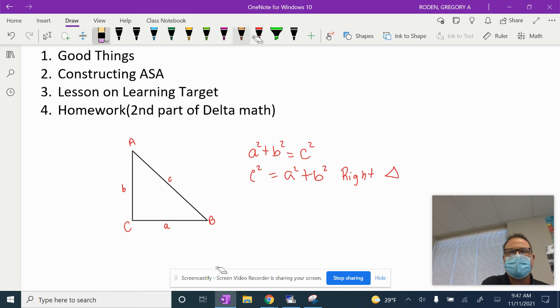If it happens that c squared is actually greater than a squared plus b squared, that can happen, then we know it's going to be an obtuse triangle.